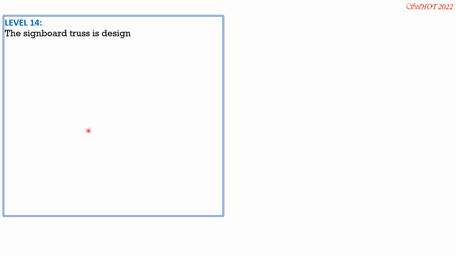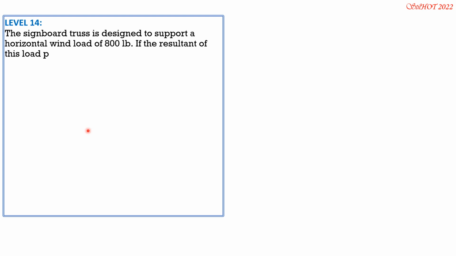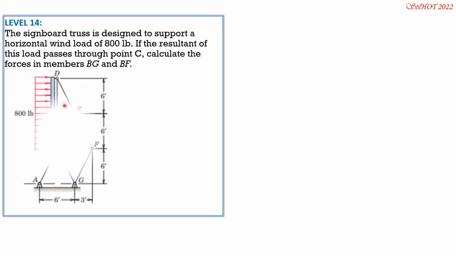The signboard truss is designed to support a horizontal wind load of 800 pounds. If the resultant of this load passes through point C, calculate the forces in members BG and BF. So here's the figure. Remember that the load must be transmitted to the joints. This is a distributed load, so let's transform this load into loads at the joints.